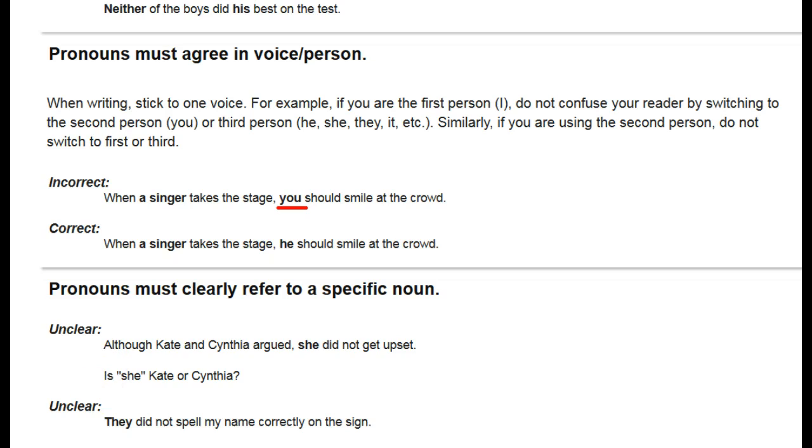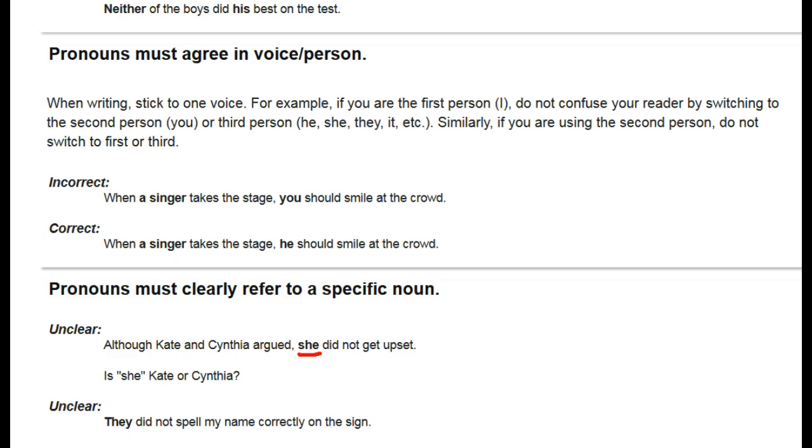Pronouns must clearly refer to a specific noun. Here's an example of unclear reference. Although Kate and Cynthia argued, she did not get upset. The question here is, which she are they referring to? Is it Kate or Cynthia?